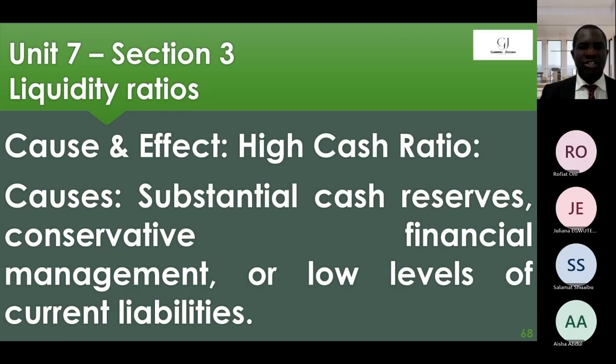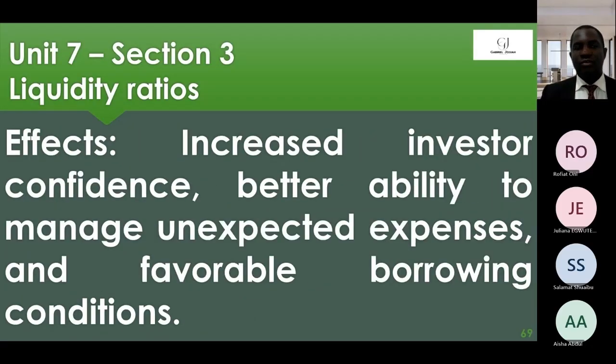So what is the cause and effect? A high cash ratio, from 1 and above, shows substantial cash reserves, conservative financial management, or low levels of current liabilities. These are the causes of a high cash ratio: conservative financial management, ensuring cash is available, and low current liabilities, so that the cash is above them. What are the effects? It increases investor confidence and gives a better ability to manage unexpected expenses.